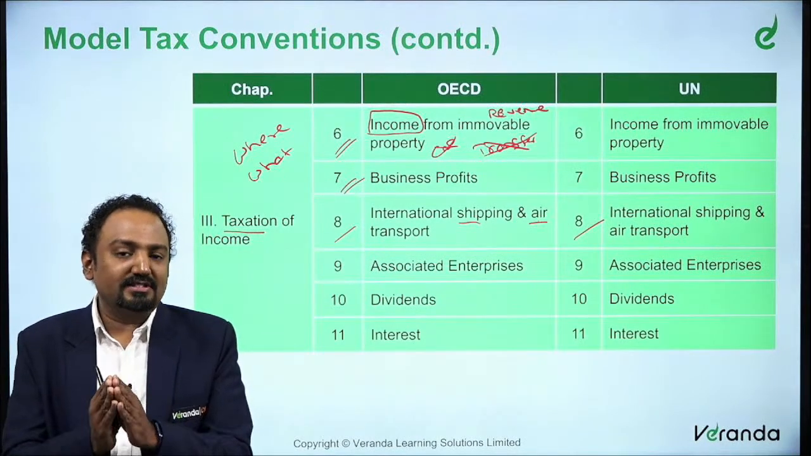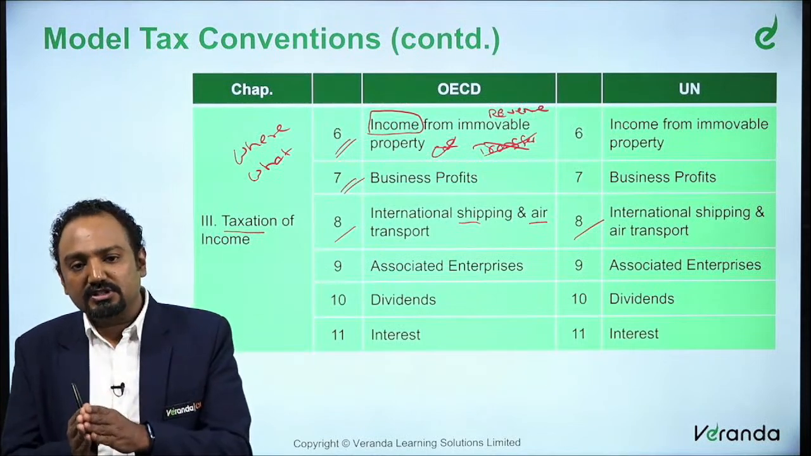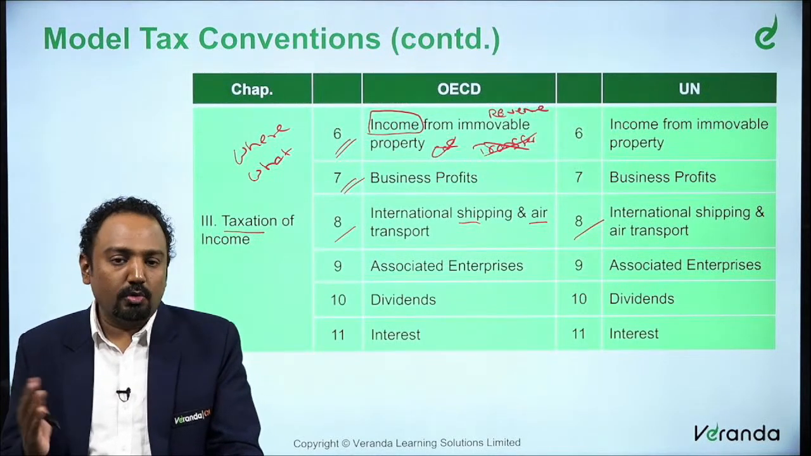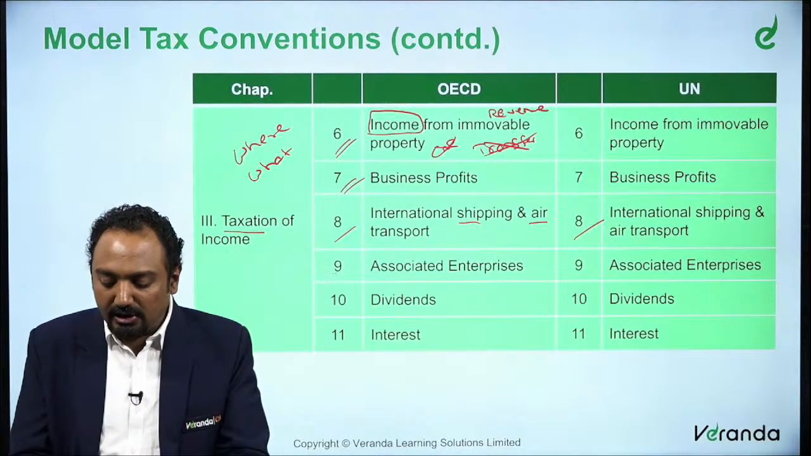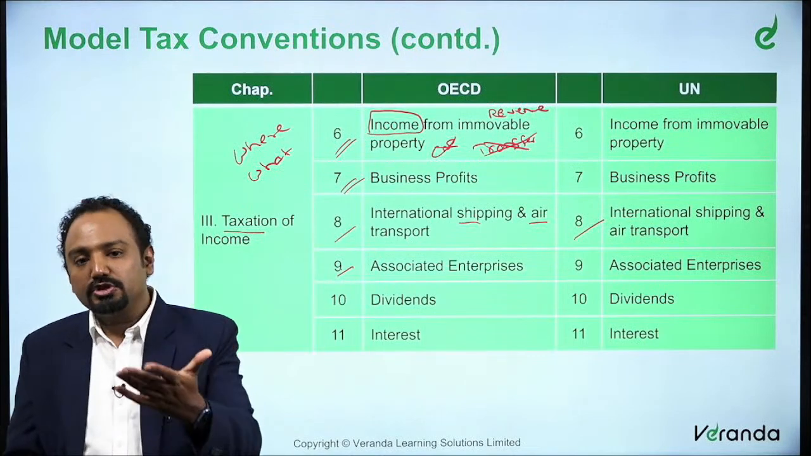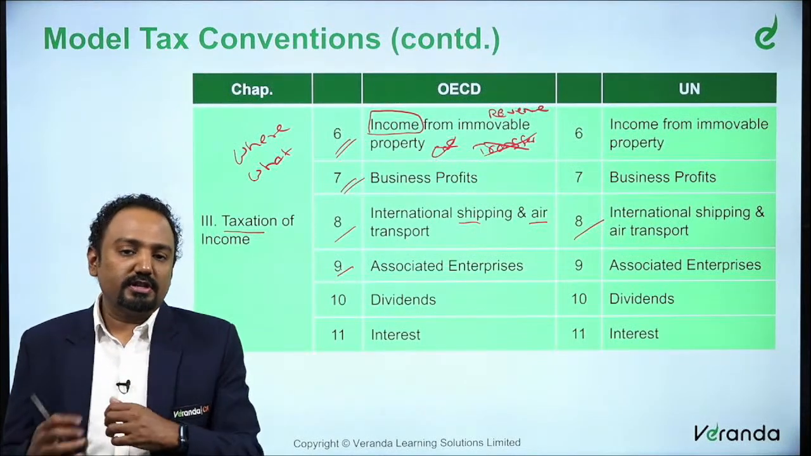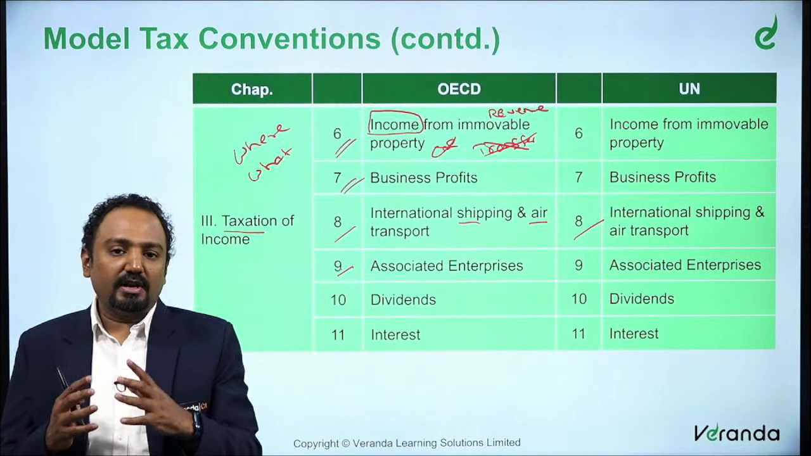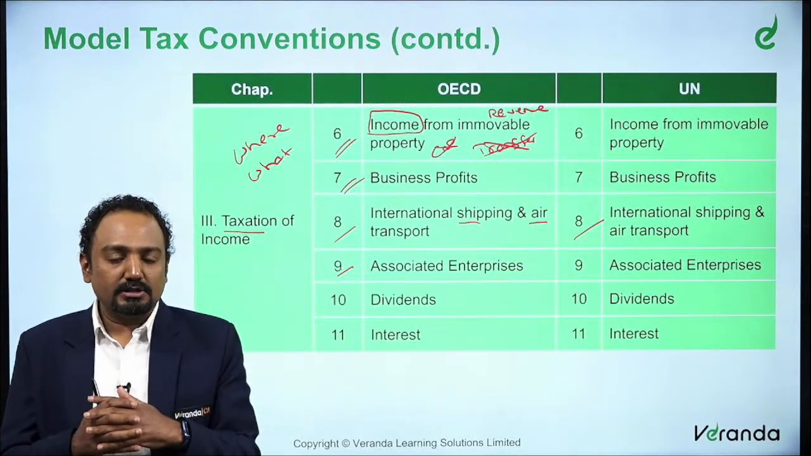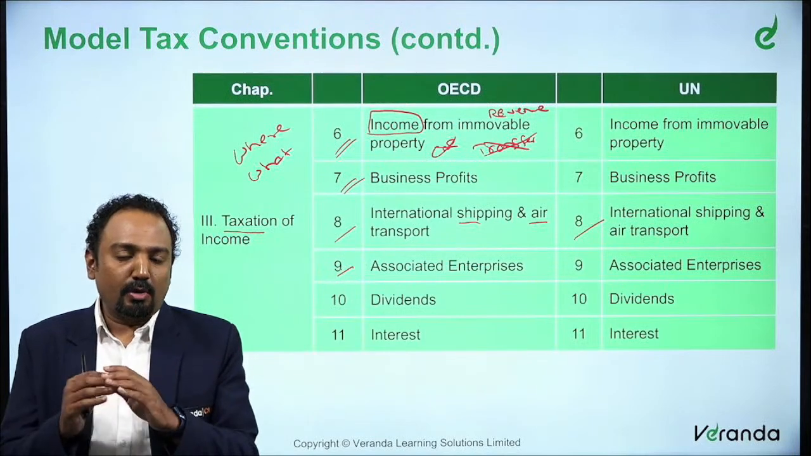Income from such transactions is covered in Article 8, both in the OECD and the United Nations. And then you have Article 9. What about the transactions with associated enterprises? Who is an associated enterprise? We saw this in the transfer pricing provisions. So basically, it is a related party concept in a much wider sense.